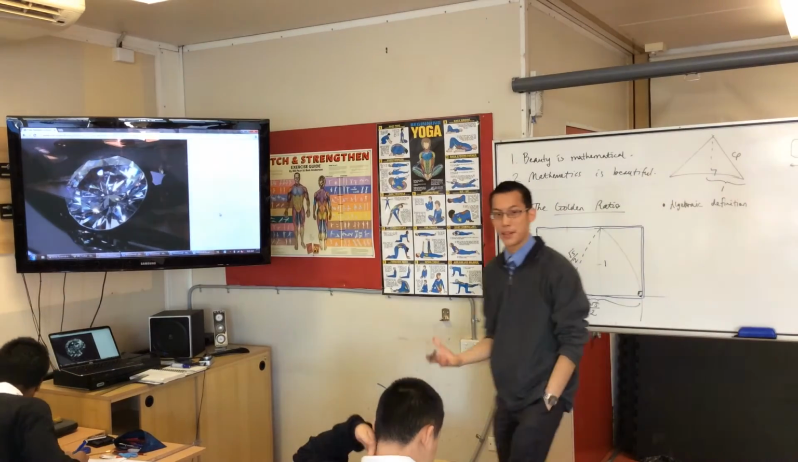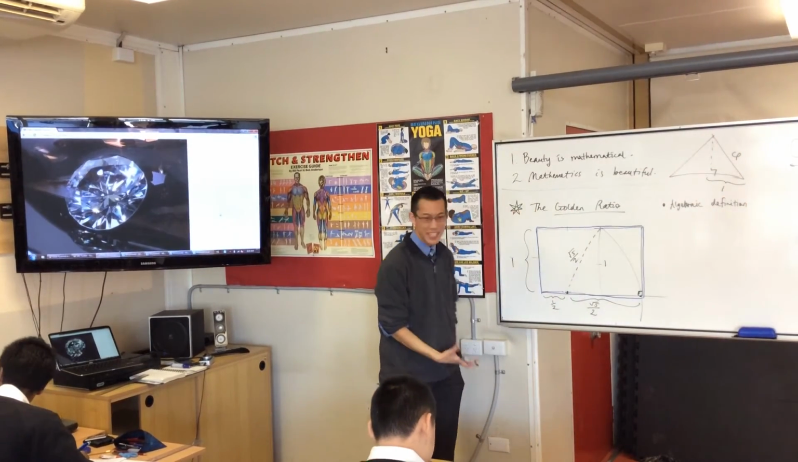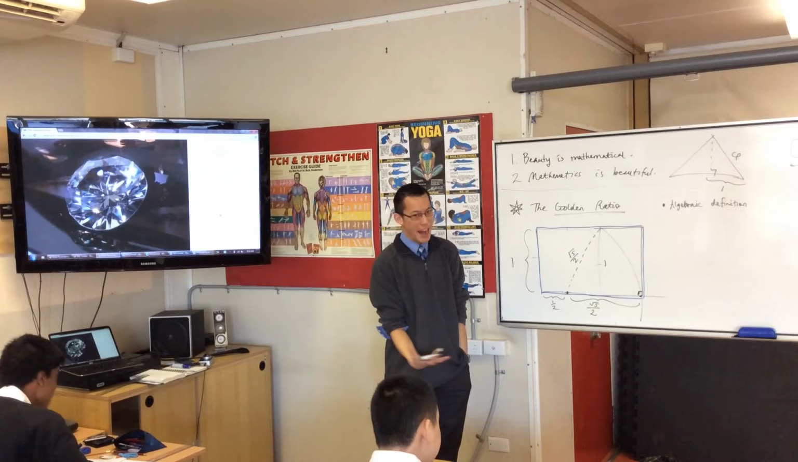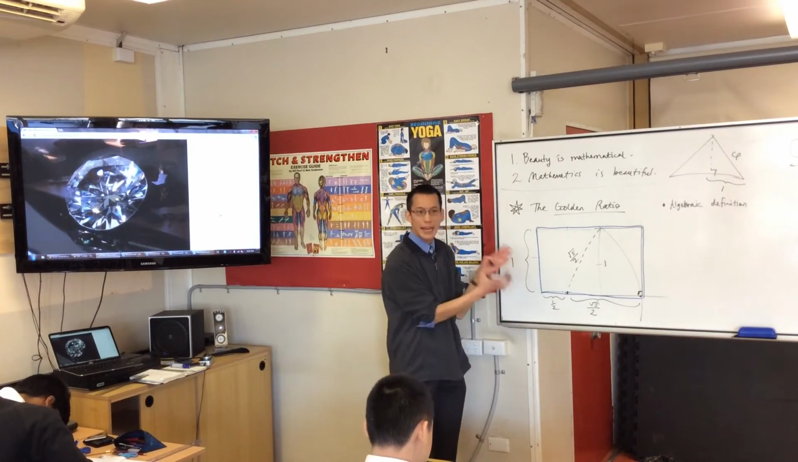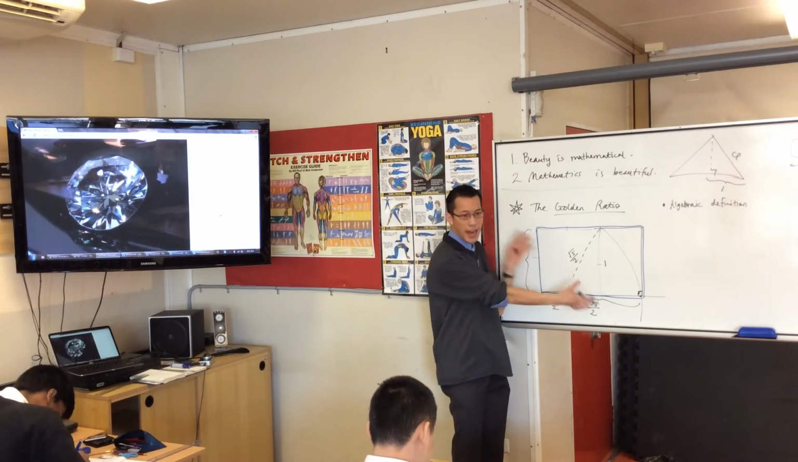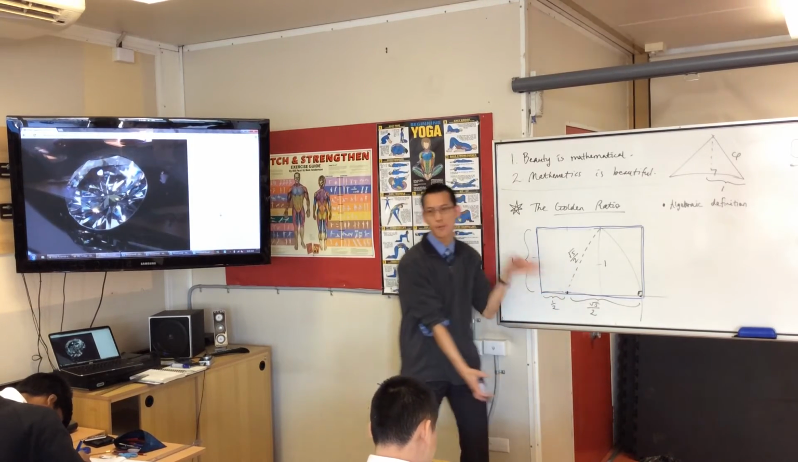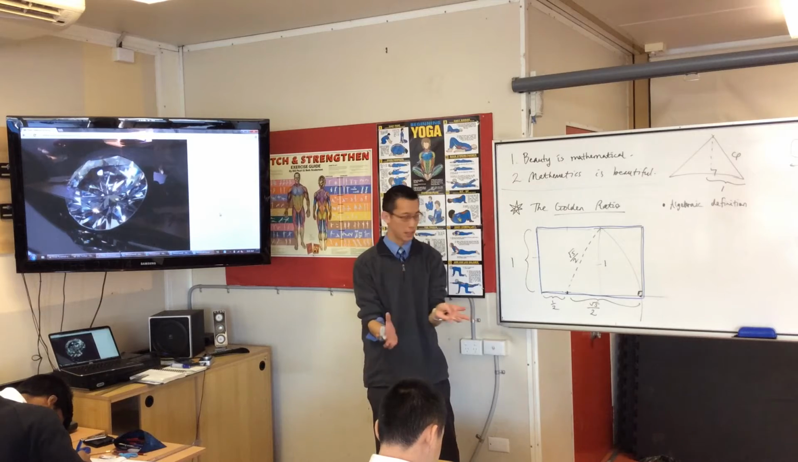Now this sounds very pedestrian, right? Algebraic definition sounds as formal as it gets, right? But we're going to try and understand this phi, golden ratio business. It doesn't just come from rectangles, right? It comes up in all other kinds of places.